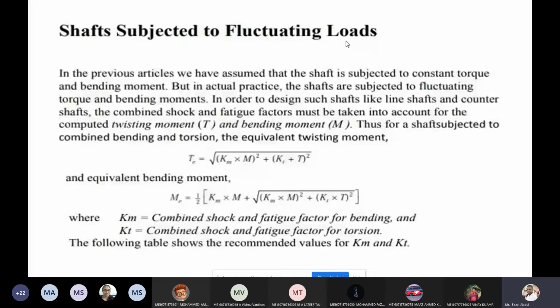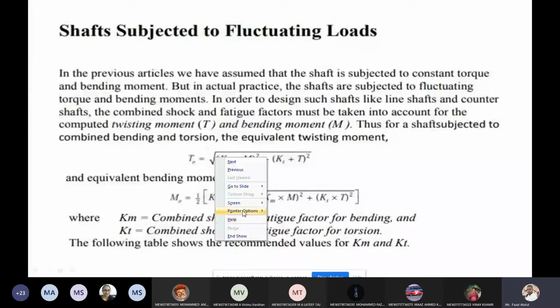At this time what happens? The propeller shaft, whatever power is carried from the engine to the rear wheel, because of the uneven surface, the propeller shaft is transmitting the power from the engine to the rear wheel. Simultaneously it is subjected to fluctuating loads because of the uneven surface of the road. So at this time we need to consider the combined shock and fatigue factor, for bending as well as for torsion.